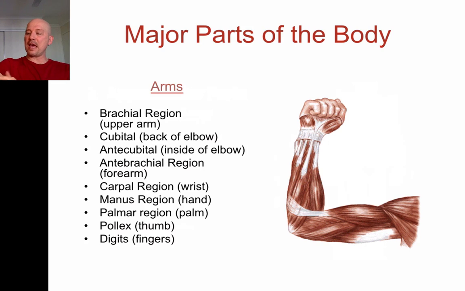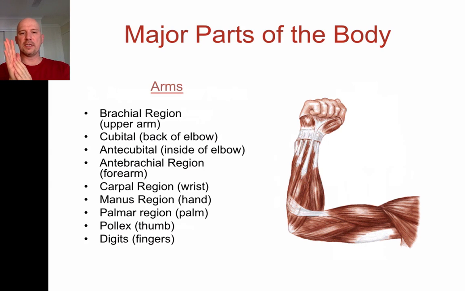And the antecubital fossa, or the ACF, is important because we start intravenous lines in the antecubital fossa, in the vein that goes through there. So we'll often describe an intravenous as being placed in the ACF, or the antecubital fossa. The antebrachial is down here along our forearms. Carpal region is the wrist.